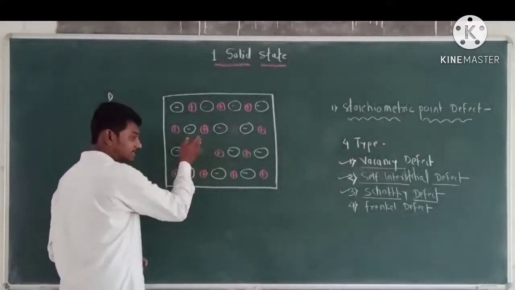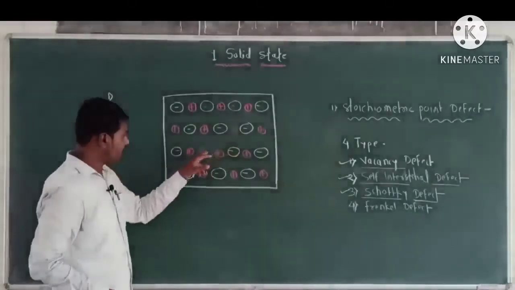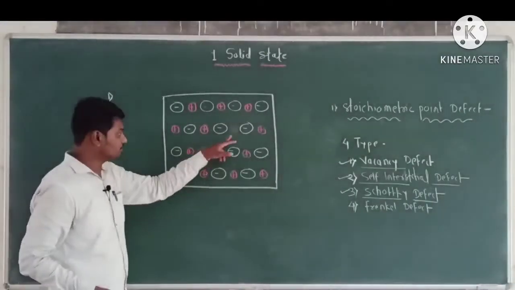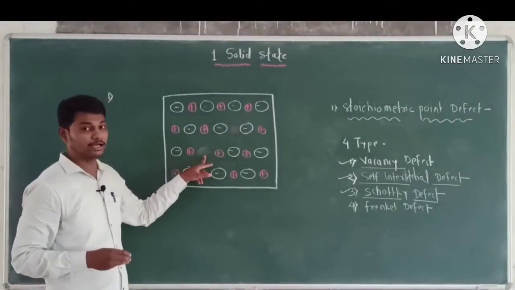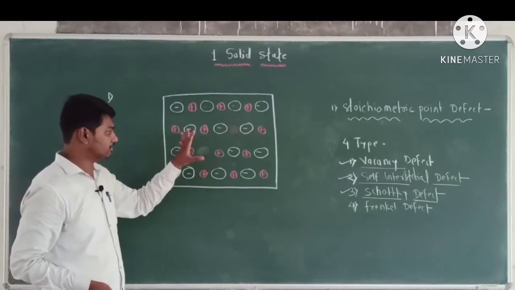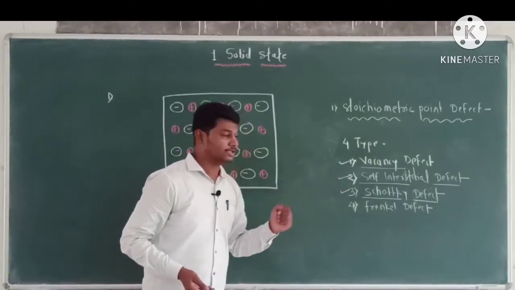Now let us see in this diagram, one cation and one anion, that is an equal number of cations and anions, are absent. Therefore such a defect is called Schottky defect.